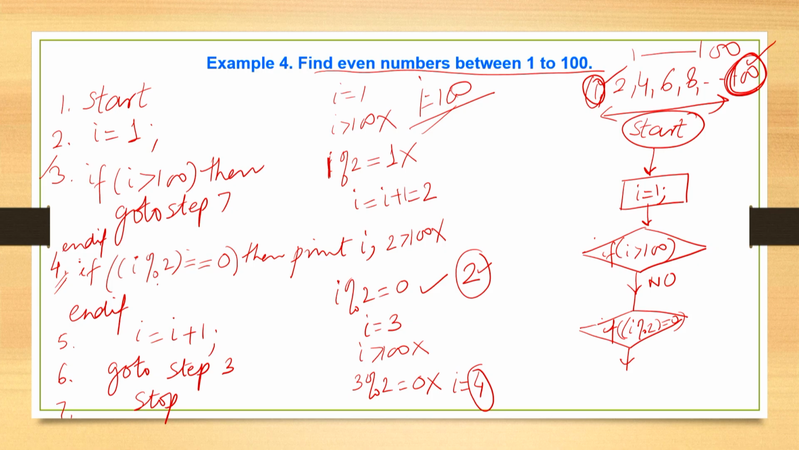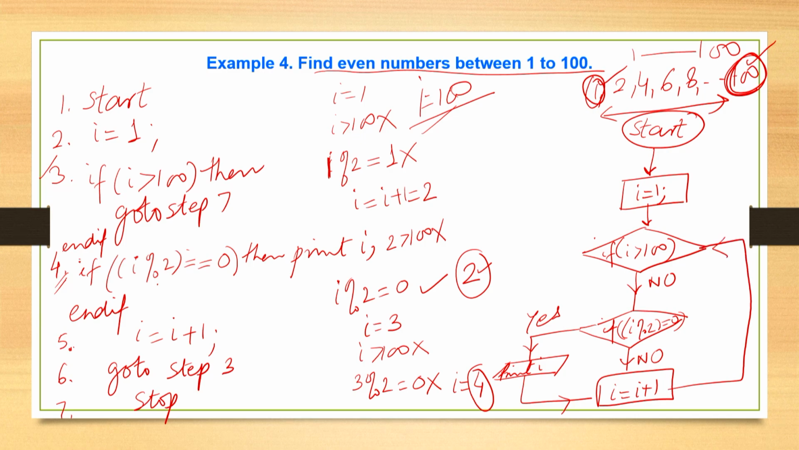It may be yes or it may be no. If it is no, then you have to do I is equal to I plus 1. This one. If it is yes, then you have to print I here. Then again go to step number 5. So I is equal to I plus 1. When you are at I is equal to I plus 1, then you have to go to step number 3. Step number 3 means this one. You have to check whether I is greater than 100 or not.